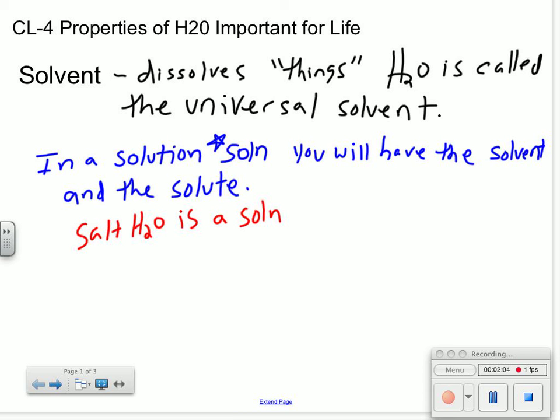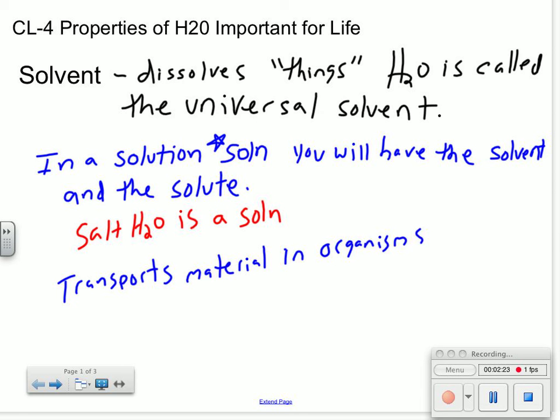Because water can dissolve many things, it transports material in organisms. For example, in our blood, we have sugar that's dissolved and salt that is dissolved. So that's solvent.